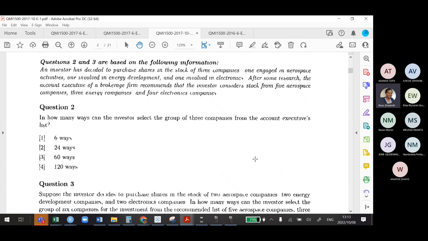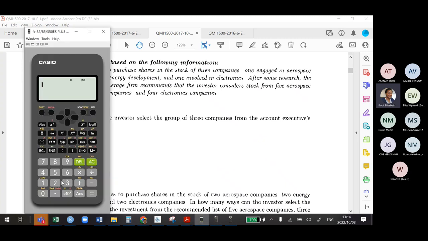The next one is what we call permutation and combination. So, permutation and combination, before I explain what those two are, on your calculators, on the Casio, this is permutation, nPr, and this is combination, where it says nCr. So permutation, combination. There is a slight difference between the two.